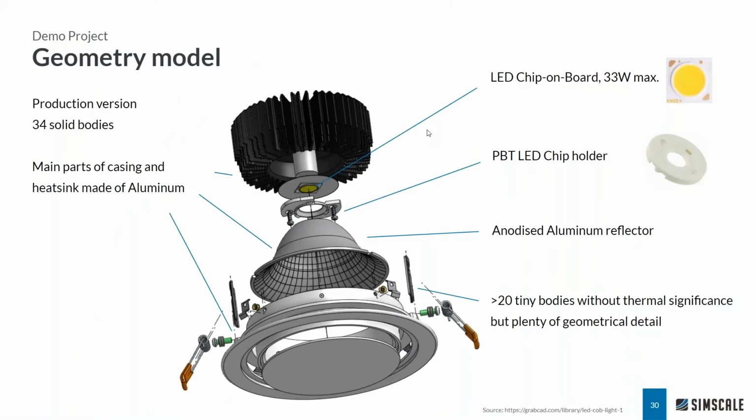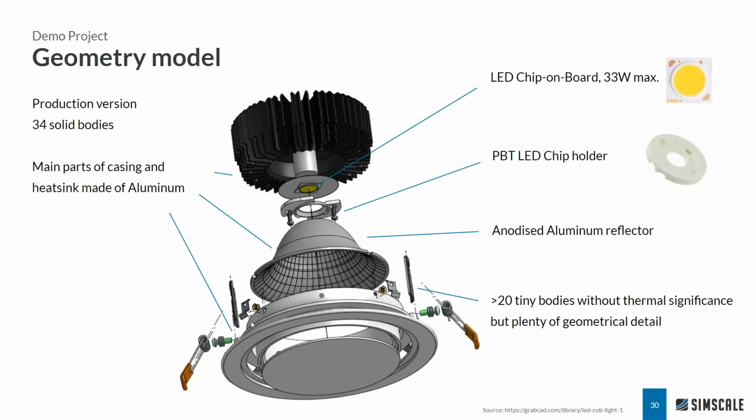And we look into the CAD model to see what we have here. This is obviously, as a lighting fixture, not the most complex electronics assembly. So we have only 34 solid bodies in this original production version of the light. As you can see, there is an aluminum heatsink, the LED COB chip, and the reflector. We have the different casing components, most of them made of aluminum. But you can also see we have over 20 tiny bodies, not really relevant to the thermal behavior of the system.